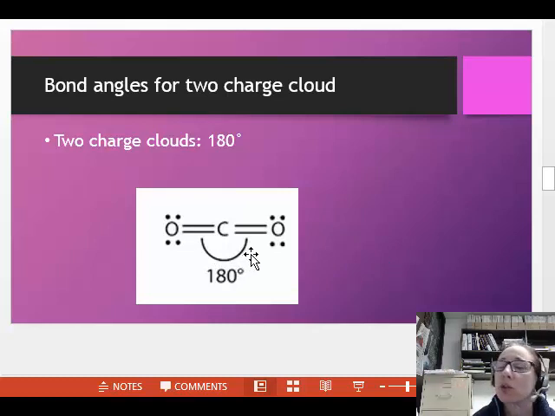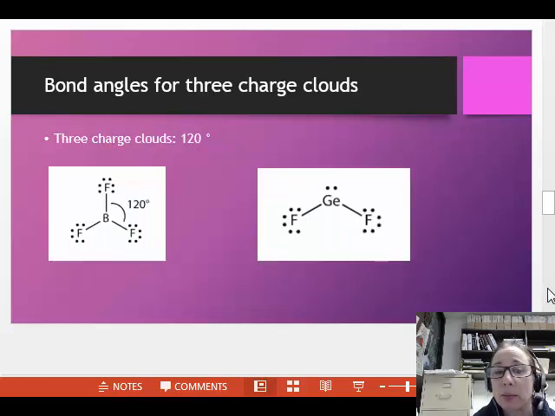There's a Lewis dot structure of carbon dioxide on the slide where the central atom carbon has a double bond to each outer oxygen atom. Since there are no lone pairs on the carbon atom, the total number of charge clouds is 2 since there are two outer atoms. Carbon dioxide is actually a linear molecule with a bond angle of 180 degrees.